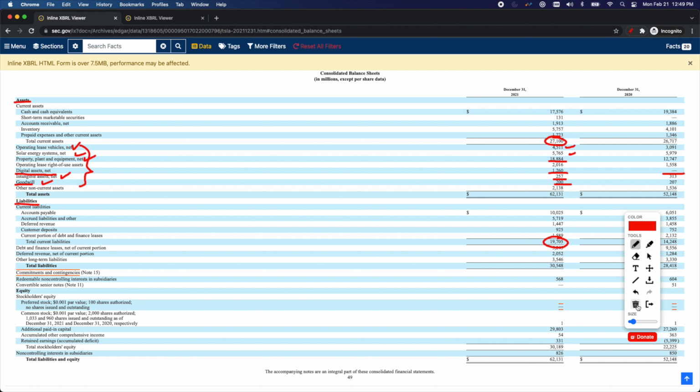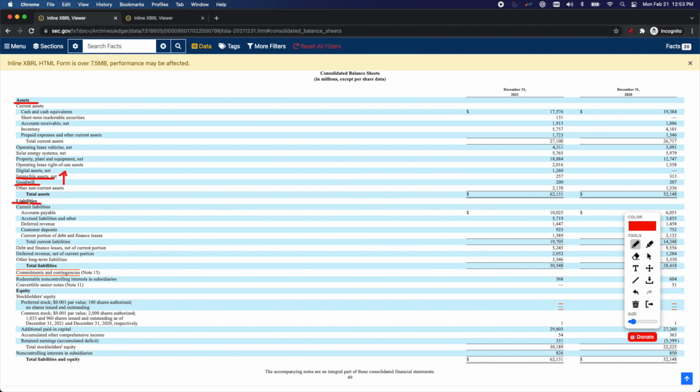Typically, if you see a company where goodwill or intangibles play a major role in the overall assets, then you might want to look into that, because some companies might overstate or inflate their assets to make the balance sheet look strong by inflating the goodwill and intangible assets.